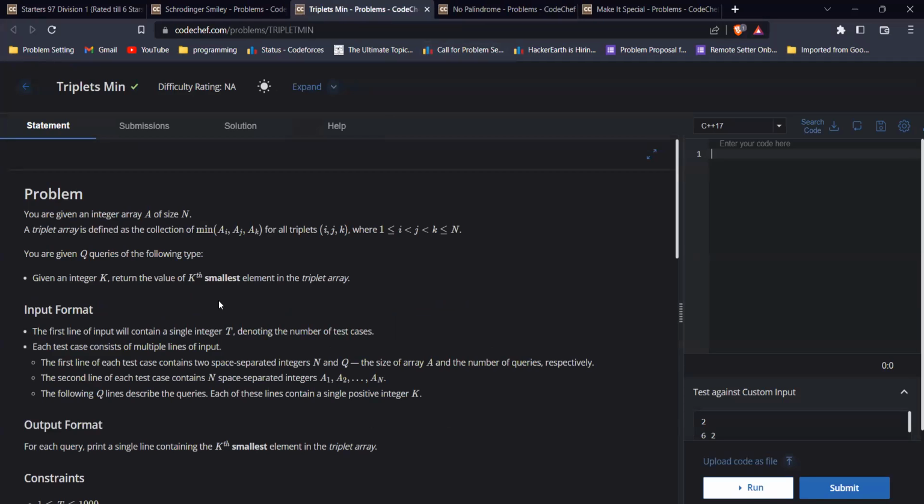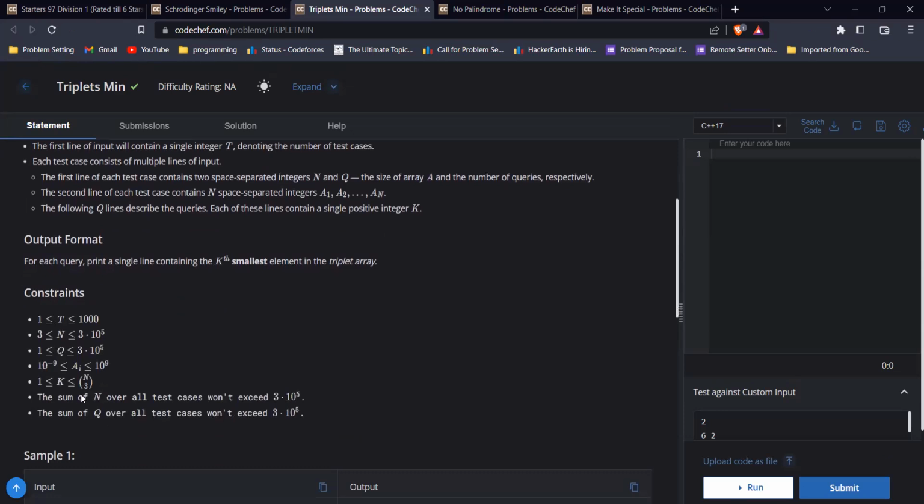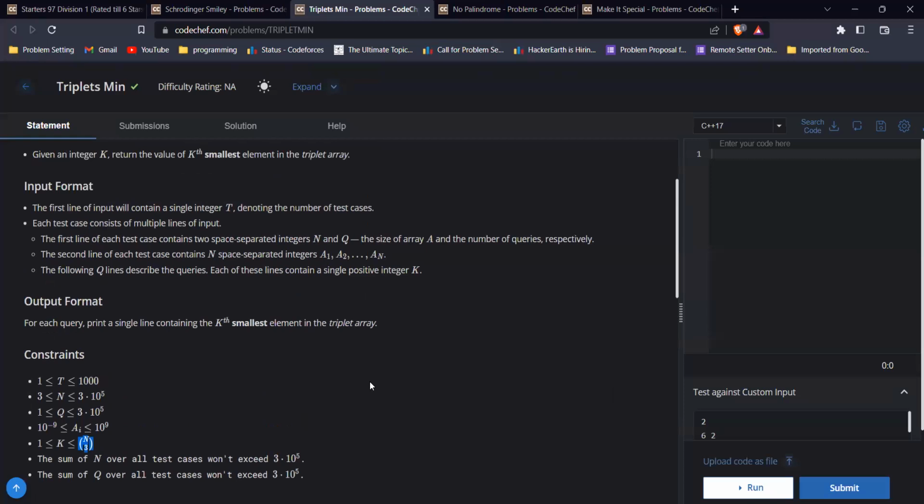So in this problem, we are given an array A of size n, and a triplet array is defined as a collection of the minimum of A[i], A[j], A[k]. We are finally given Q queries, and we have to output what is the kth smallest element in the triplet array. Also, K is between 1 and nC3. These are the total number of triplets that I can have.